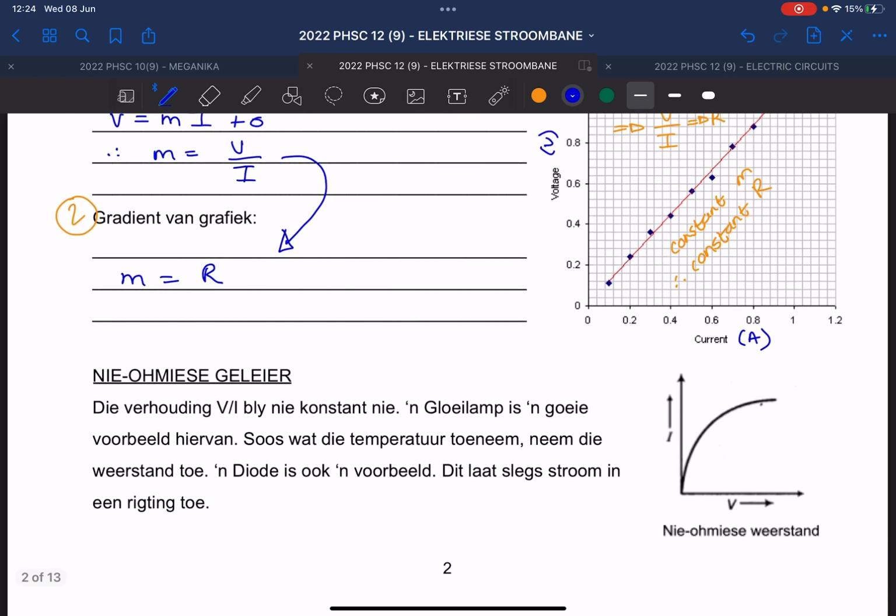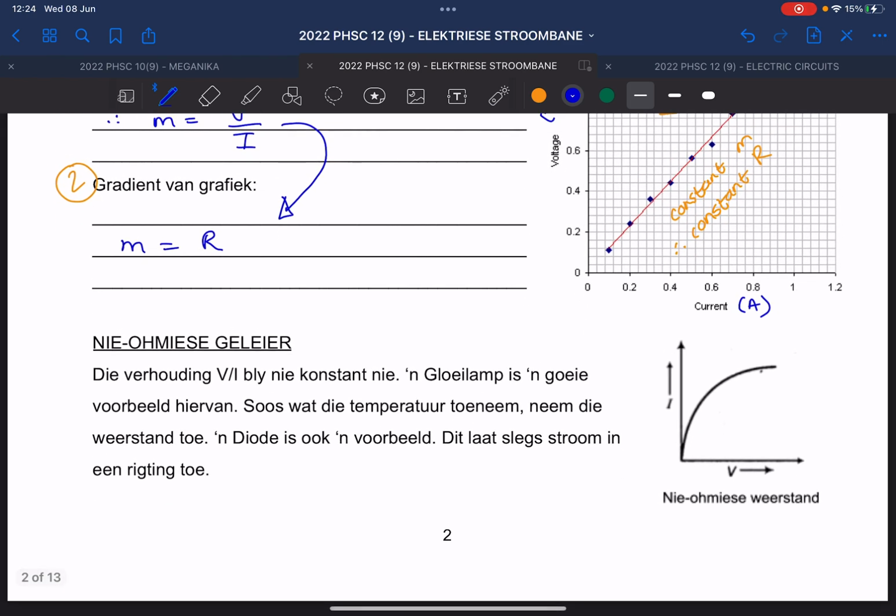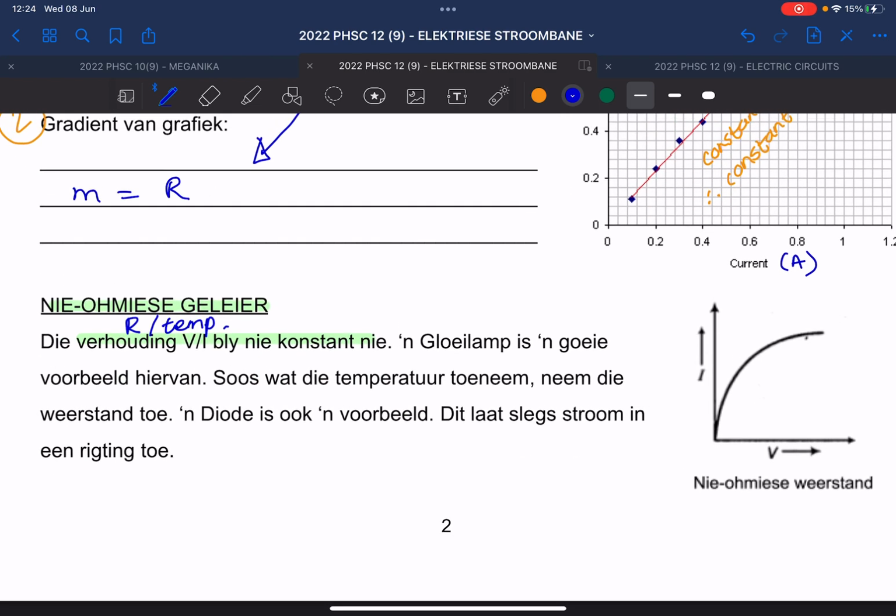Okay. Then what is a non-ohmic conductor? It's a nie-ohmiese geleier. That is obviously one that does not obey Ohm's law. So the temperature or the die verhouding bly nie konstant nie. The resistance or the temperature does not remain constant. And a good example is a light bulb. Hy word warmer en warmer.